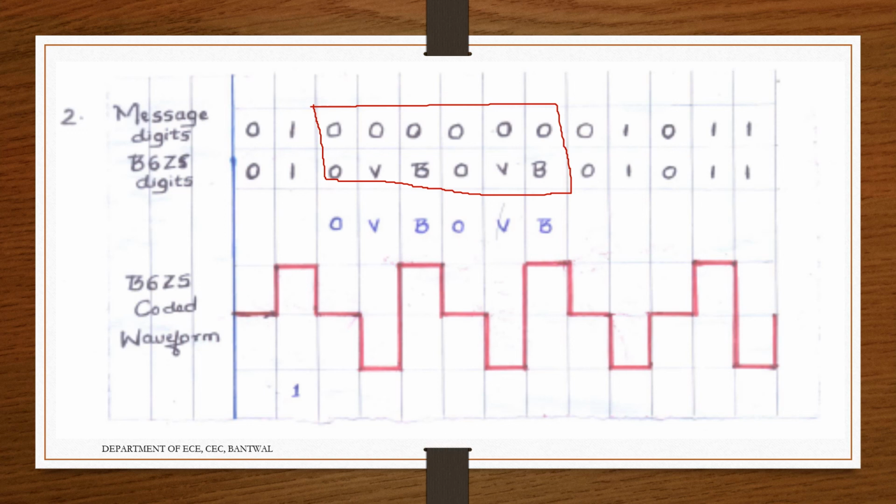I'll do it once again. 0 plus 1 minus, sorry, again I have made a mistake. 0 plus 1 minus 1, 0, minus 1, plus here. So this is how we need to consider it here.